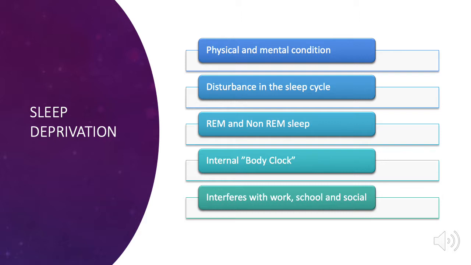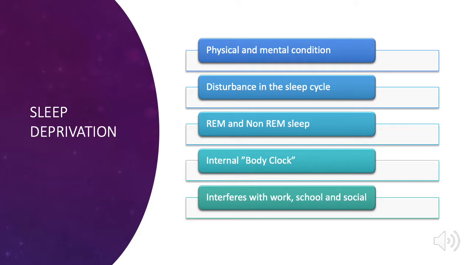Sleep deprivation. According to the National Institute of Health, or the NIH, sleep deprivation is a physical and mental condition that occurs from the lack of sleep. A disturbance in our sleep cycle, which consists of the REM and non-REM sleep, causes sleep deprivation. The non-REM sleep is the stage in which we are in a deep slumber and unresponsive to outside stimuli. The REM sleep, or the rapid eye movement sleep, is the stage in which we dream.